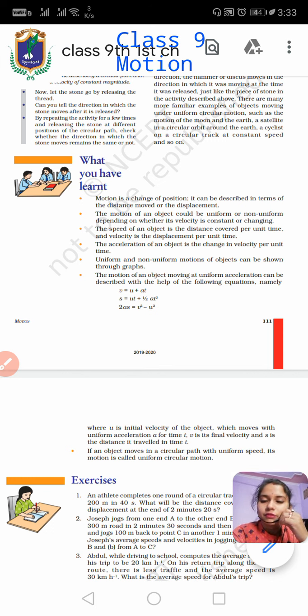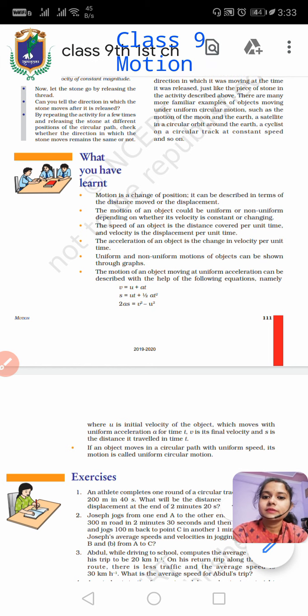These are all about the motion chapter for class 9, and the main important things are displacement, distance, scalar quantity, vector quantity, uniform motion, non-uniform motion, and the three main equations of motion.